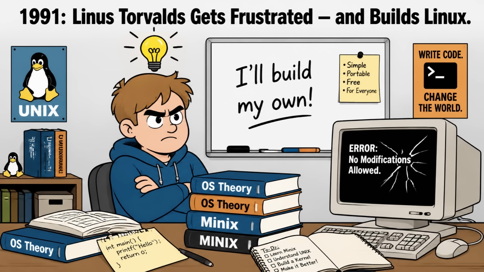Fast forward to 1991. A young Finnish computer science student named Linus Torvalds was frustrated. He was using a small teaching OS called Minix, but it had too many restrictions. He couldn't modify it freely. So Linus did what any brilliant, determined programmer would do. He built his own OS from scratch. He called it Linux. And here's the iconic moment. He posted on an internet forum saying, "I'm doing a free operating system. Just a hobby, won't be big and professional." That hobby went on to power the internet, stock markets, and space missions.